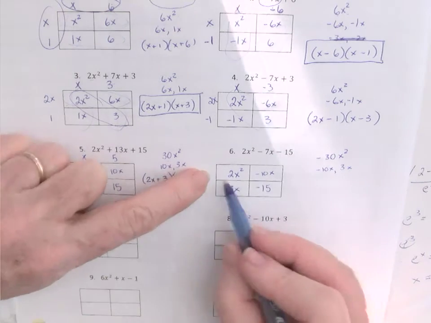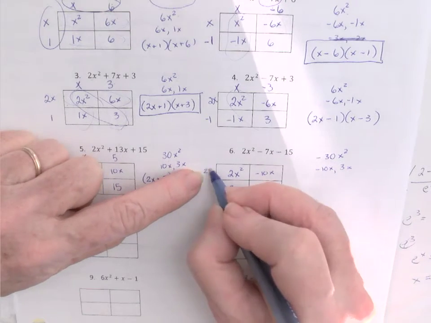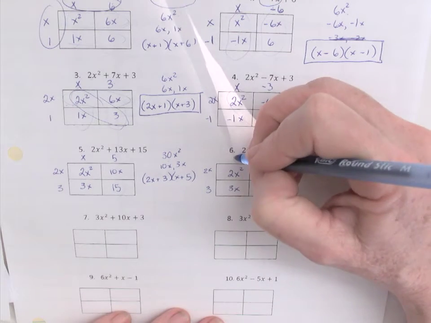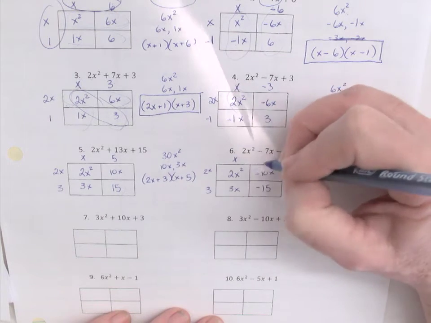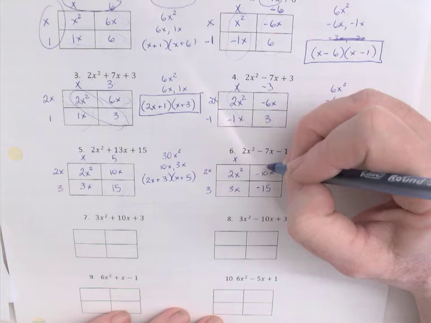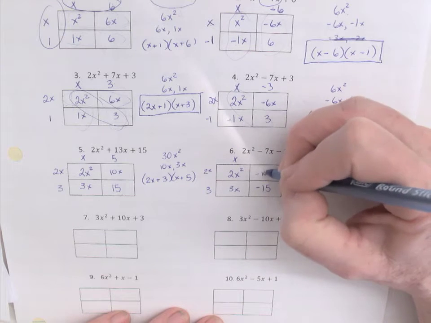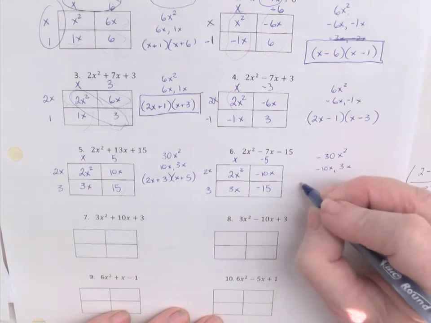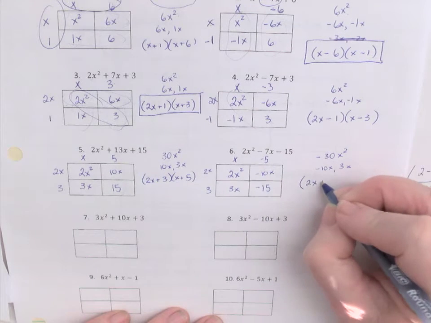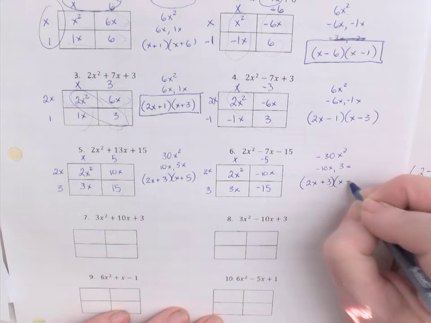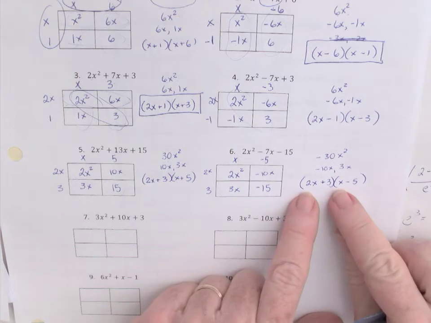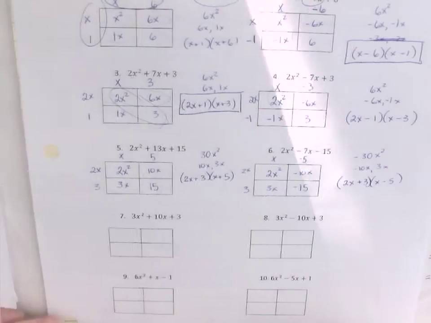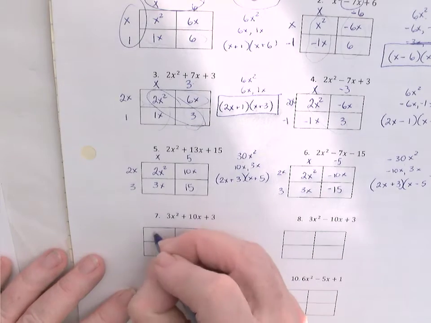I'm going to stand right here, pull out a 2x. Stand right here, pull out a 3. Stand up here, I can see I can pull out an x. And up here, I can see that I can pull out a 5, but because the closest thing is negative to where I'm standing, I'm going to pull out a negative 5. So the factors are 2x plus 3 and x minus 5. And we can go back and check it. 2x squared, negative 10, and 3 gives us negative 7. So everything's good.